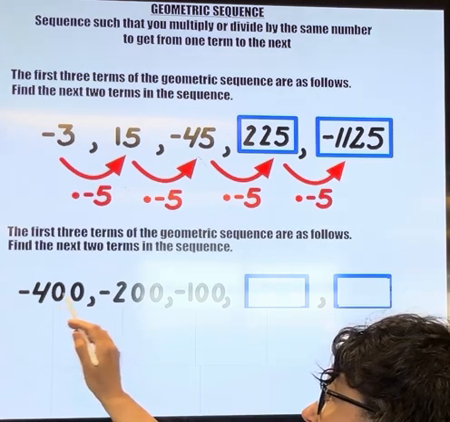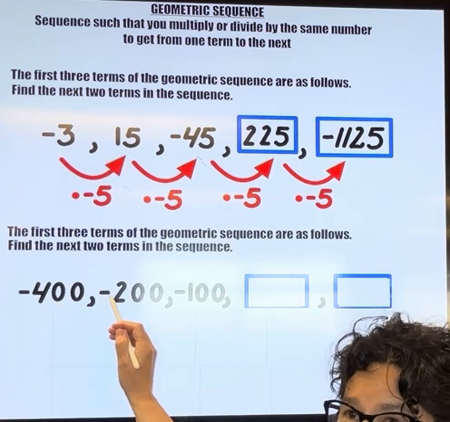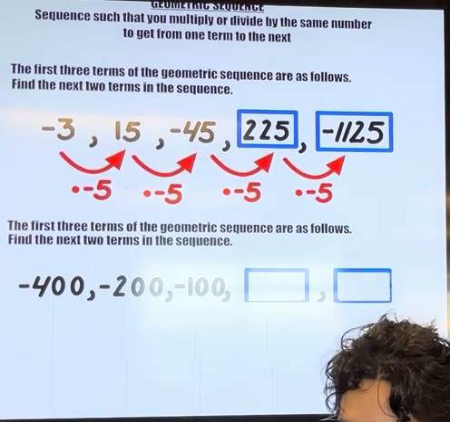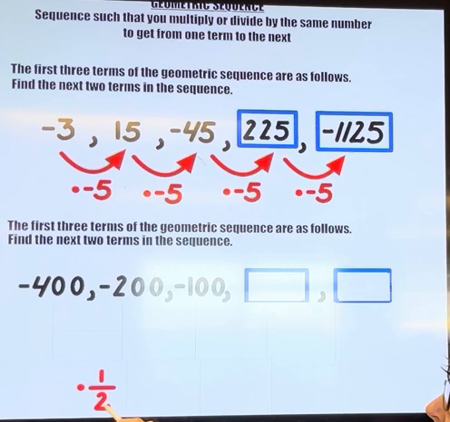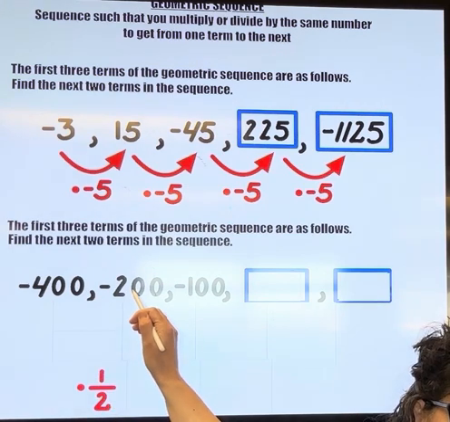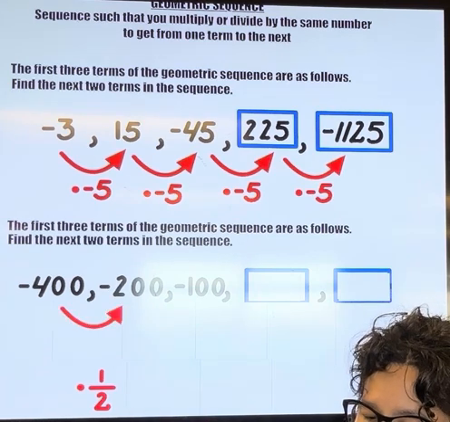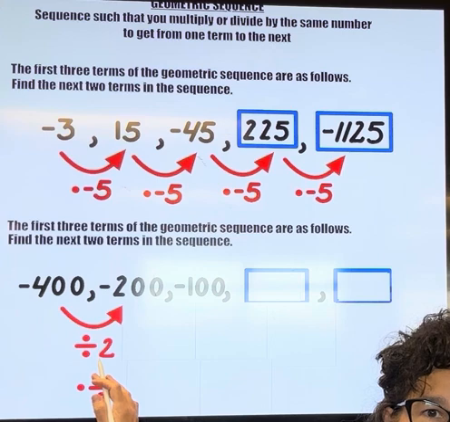And to get from here to here, one way you can think of it, which I know is a little bit harder for some of you, is that we are multiplying by 1/2. We've talked about how multiplying by a fraction really means multiplying by the top and dividing by the bottom. So -400 times 1 is -400, divided by 2 is -200. For now, it might be easier for you to think of that as dividing by 2.